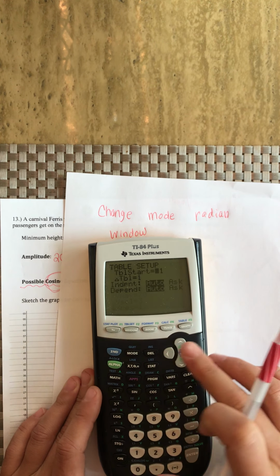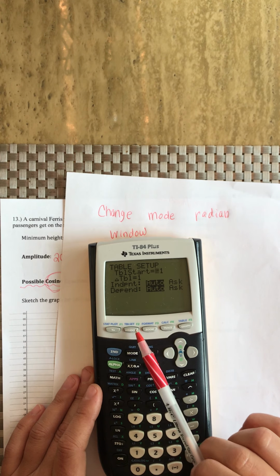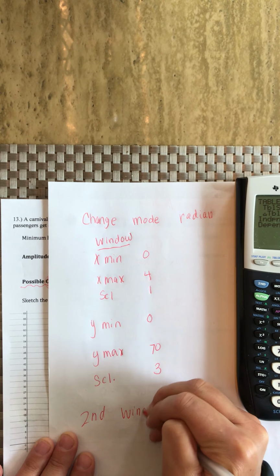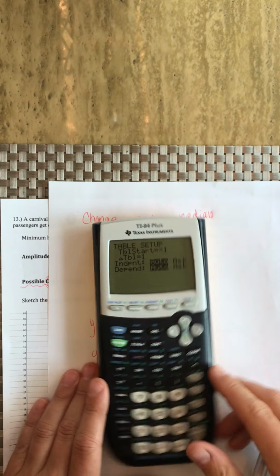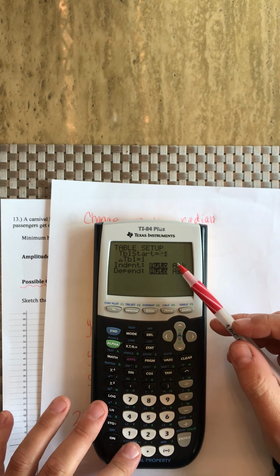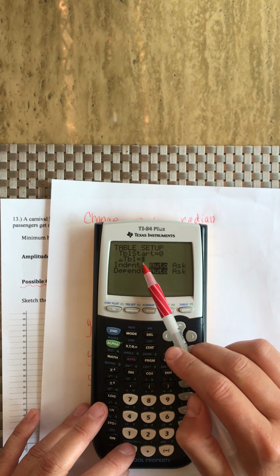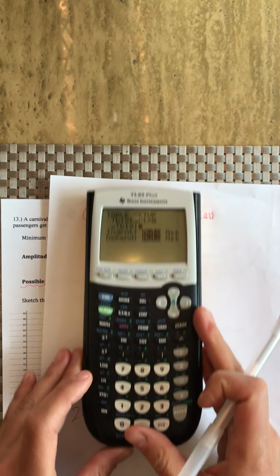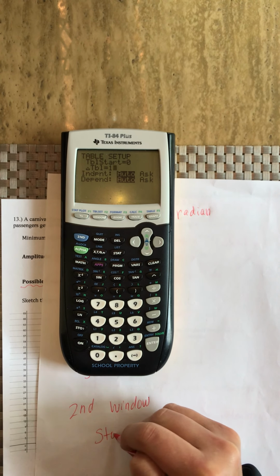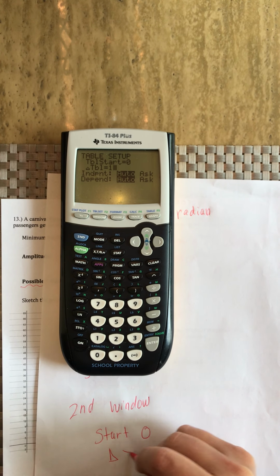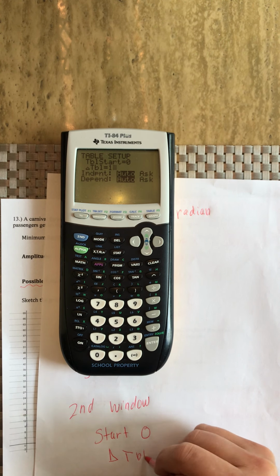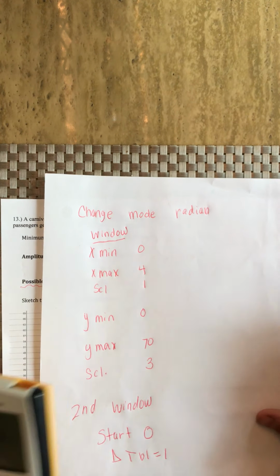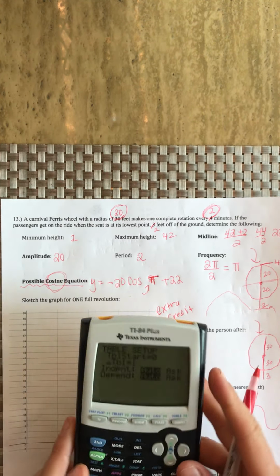Now you guys need to go to second table setup, so second window. Everyone should hit second window, and you're going to have your table start at 0. This was at 45 because we were talking degrees, now it's going to go up by 1, so change that to 1. So your table start should be at 0, and your table change should be 1. Once you have that, everything else is nice and easy.